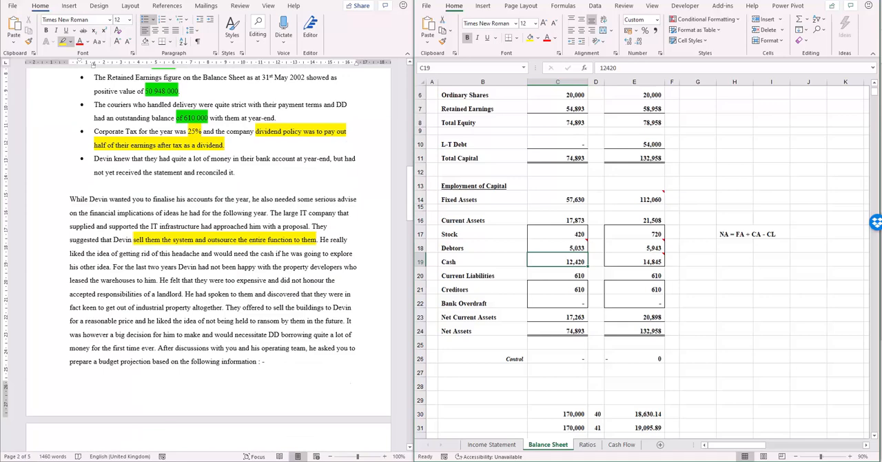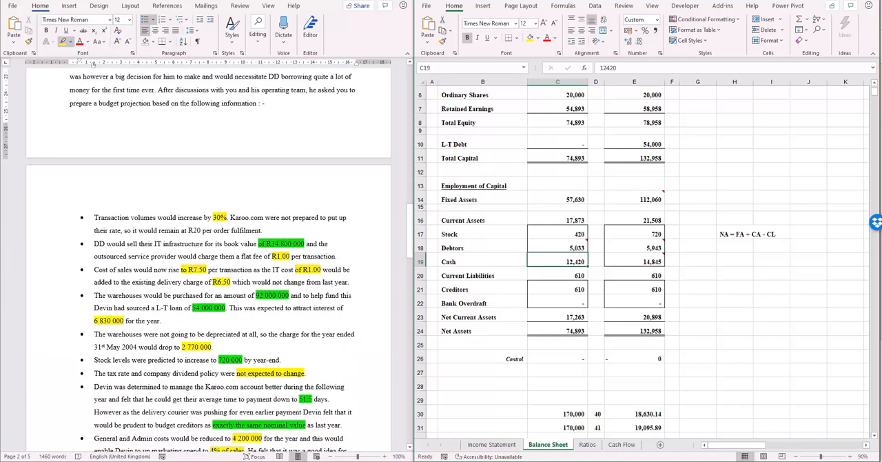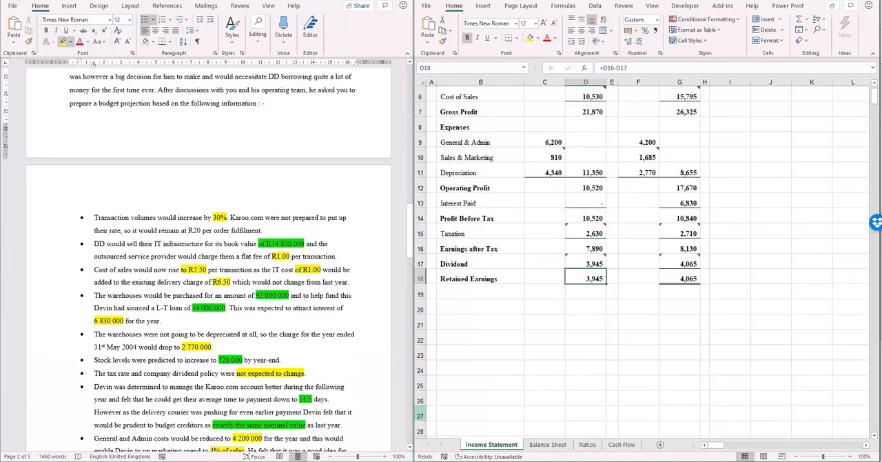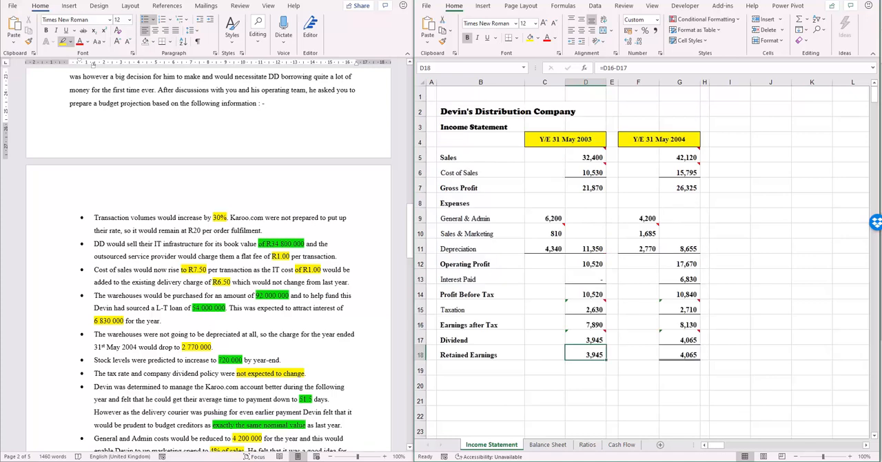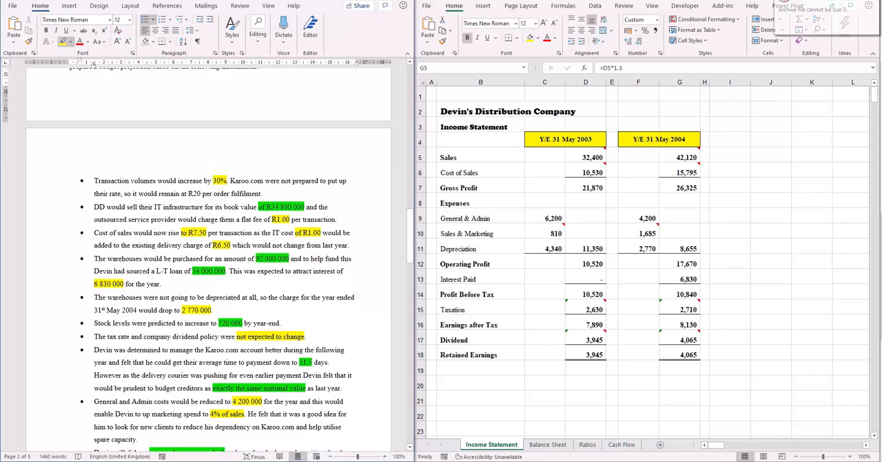Cool. Let's move on to the next year. Pull up the income statement. They tell us here that transaction volumes increased by 30%. We're not prepared to put up the rate, so it will remain at 20 Rand per fulfillment. So that's great. You can take this number and multiply it by 1.3, a 30% increase, and that works nicely. However, the cost of sales does change. It's now rising to 7 Rand 50 from 6 Rand 50.